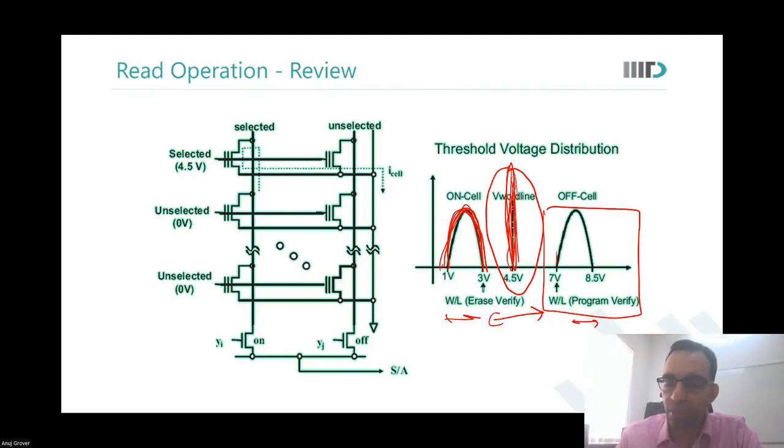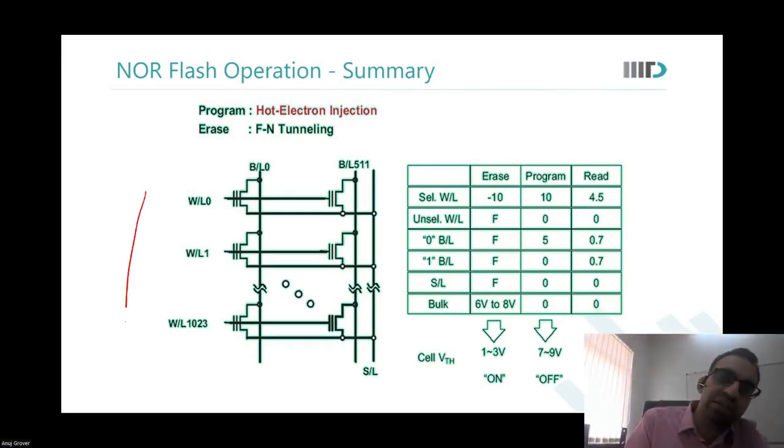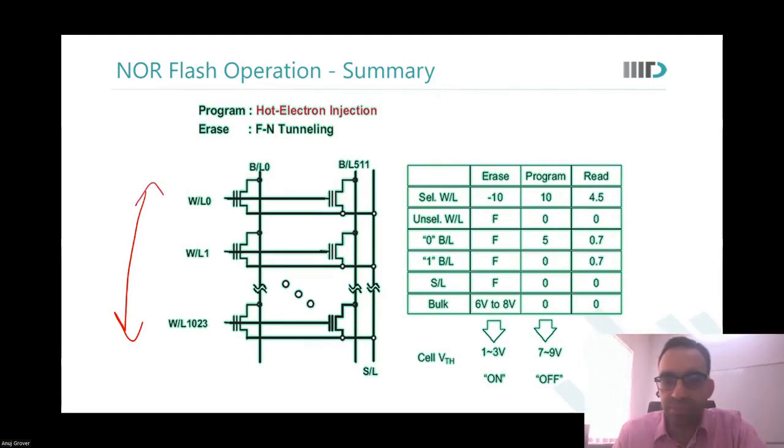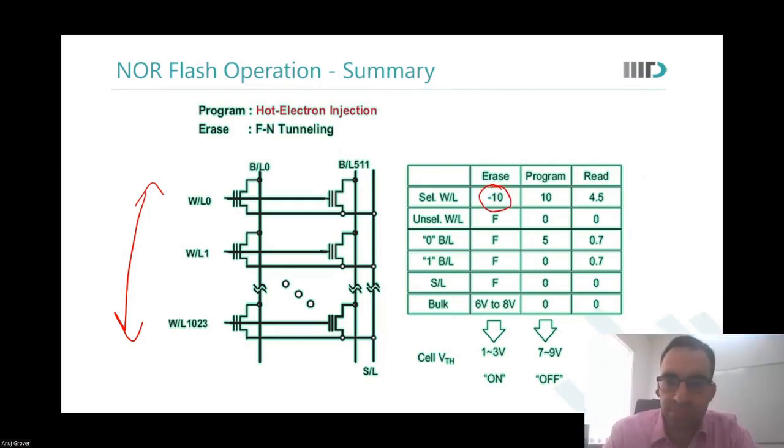Okay. How do you do a write? How do you do a program? That was the read operation. How do you do a program or an erase? Let us say there are so many of these word lines there. To erase, you would put the word line at -10 volts, and you would put the bulk at 6 to 8 volts.